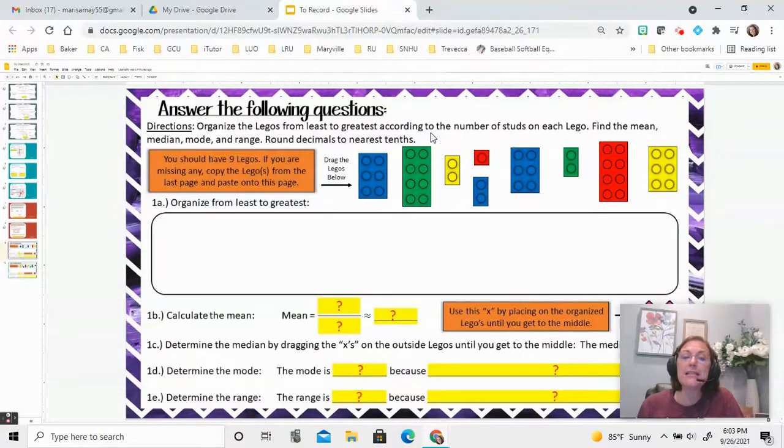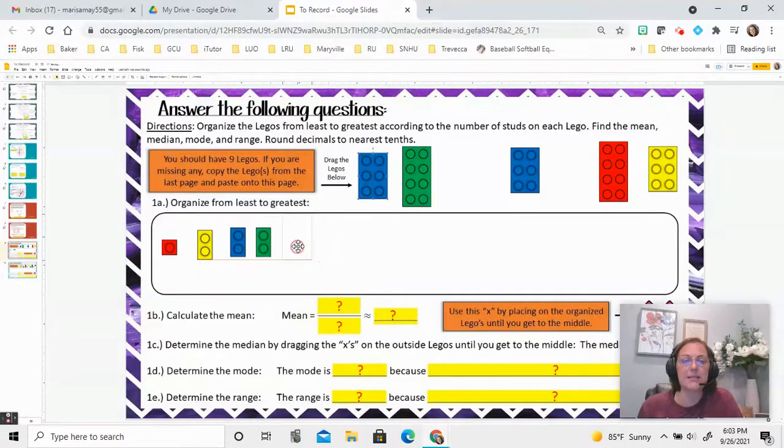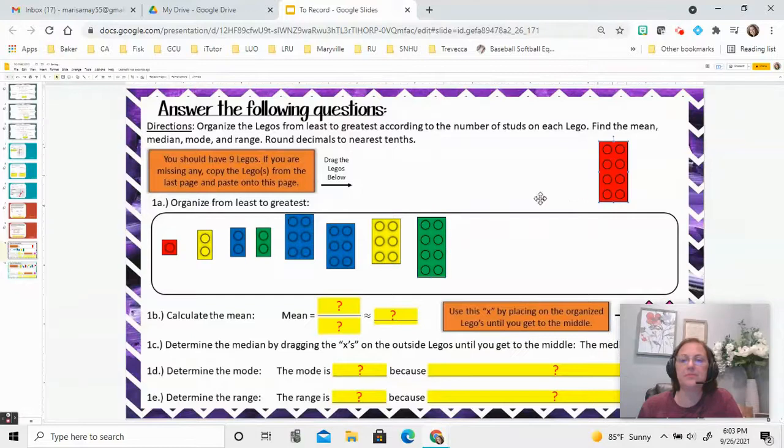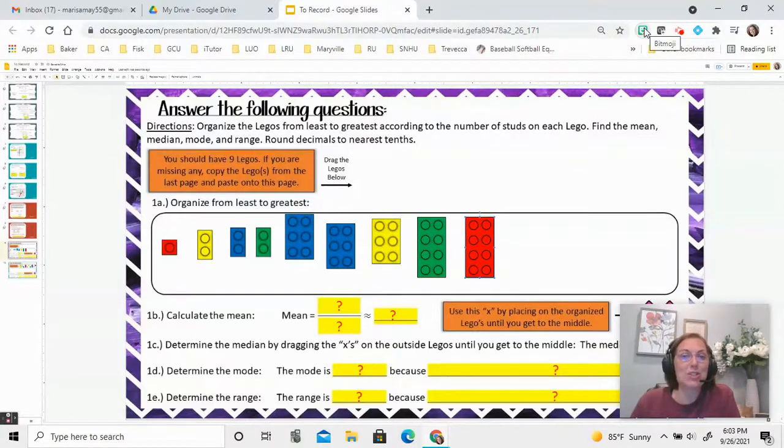First, we want to organize the Legos from least to greatest according to the number of studs on each Lego. So that means least to greatest. The one stud's going to go first. Then I've got some two studs. Let's get those in line. Then I've got some six studs. We'll put those in. And then I'm going to do my eight studs. All right. Now we've ordered them from least to greatest. I think this is probably the best way to get started with that.